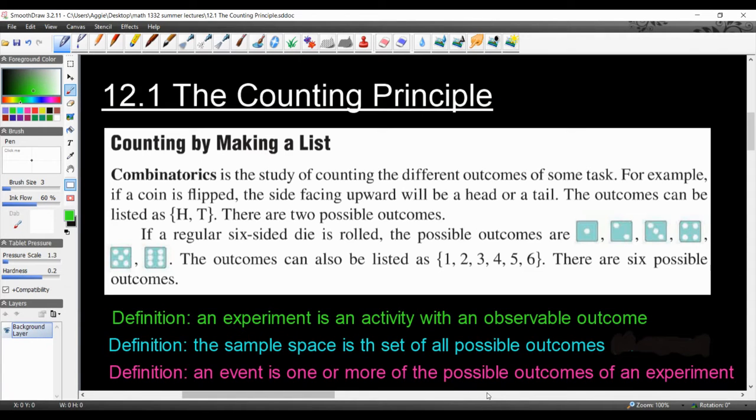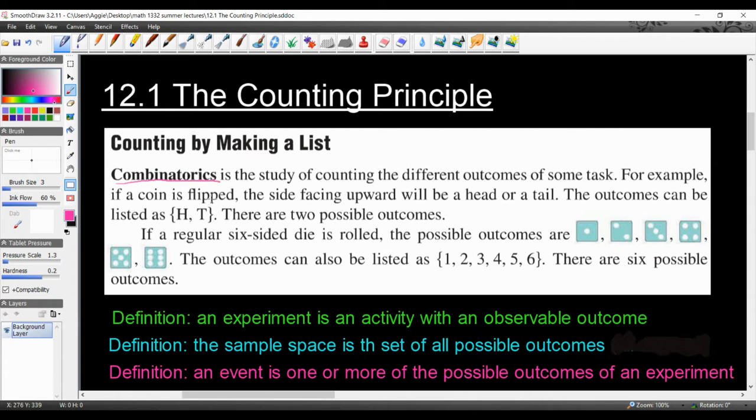This video is going to cover section 12.1, the counting principle. Okay, so we're moving into something called combinatorics, and we'll also see permutations in a few sessions later. We're going to start by talking about basic counting by making a list and talking about what combinatorics is.